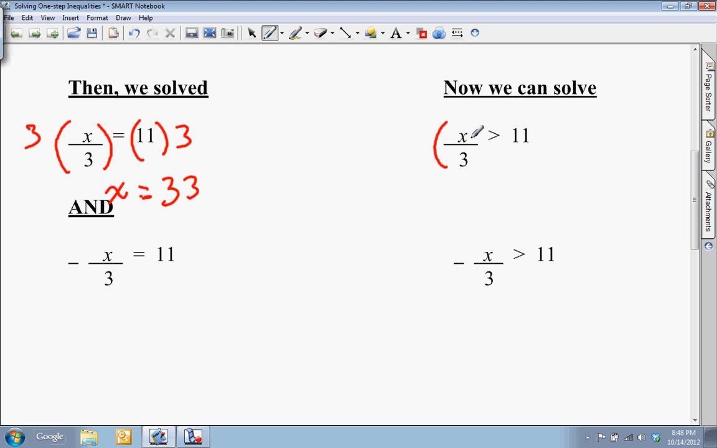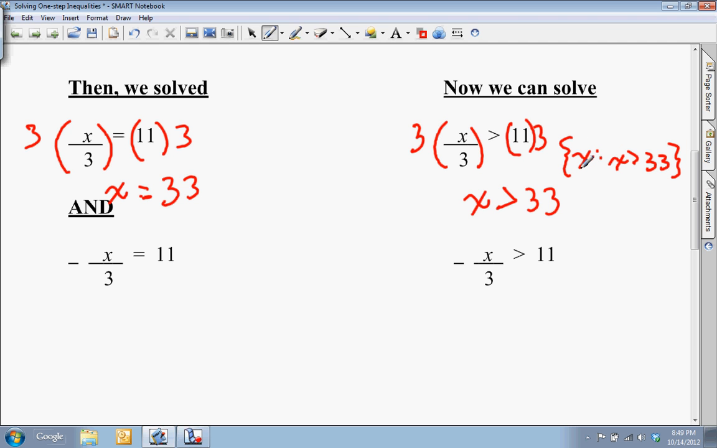Well, because this is a positive number that we multiply by, nothing really changes here. We multiply x over 3 by 3, and again, since this number is positive, we get 1x by itself, and nothing happens to that inequality. So again, using our set builder notation, we'd say for all values of x, x must be greater than 33.